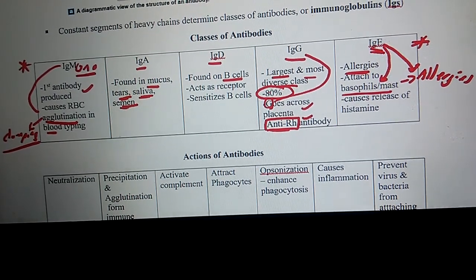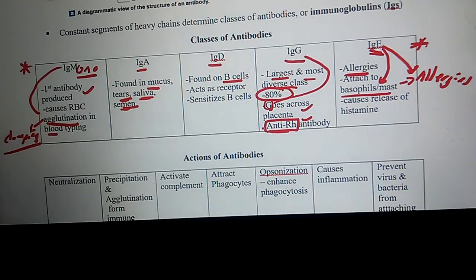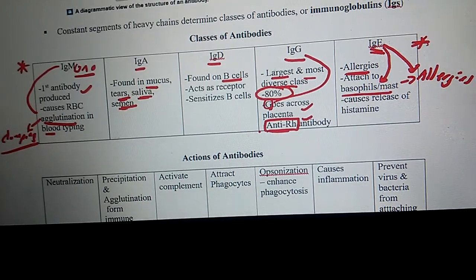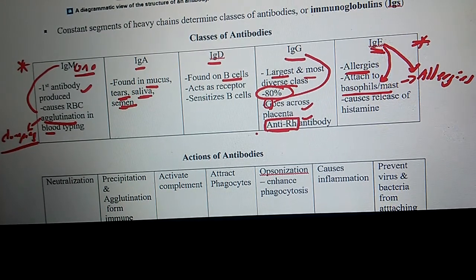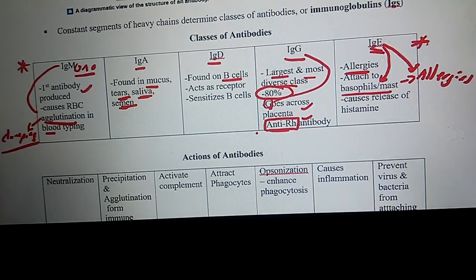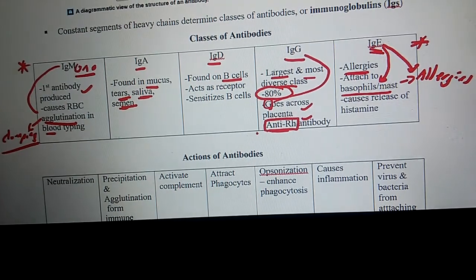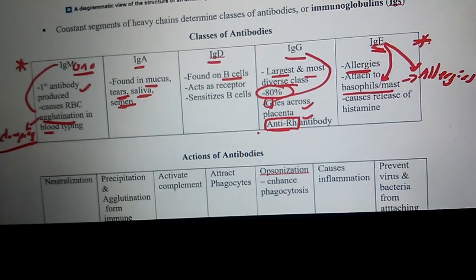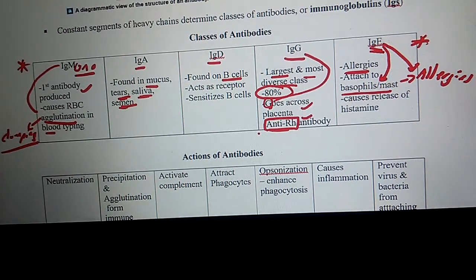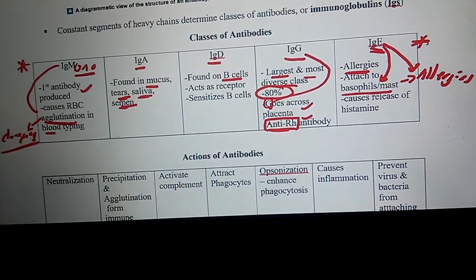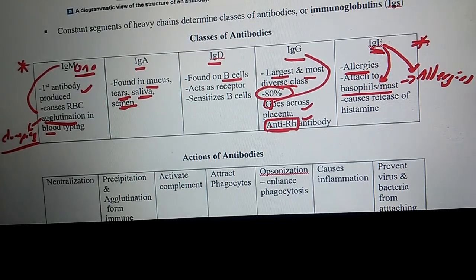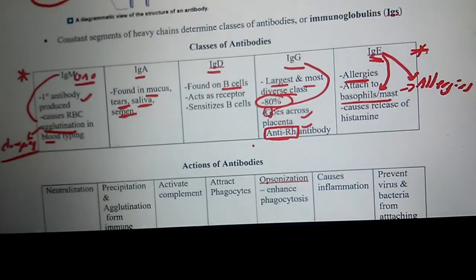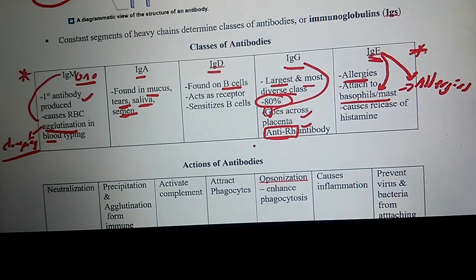Okay, so let's ask some questions about this, a bit more randomized. What's the first antibody to be produced? IgM. Which one's found in saliva? IgA. Which one is the largest and most abundant class? IgG. Which would you find the greatest concentration in the blood? IgG. Which one's associated with allergies? IgE. Which one's found on B cells? IgD. Which one goes through the placenta? IgG.